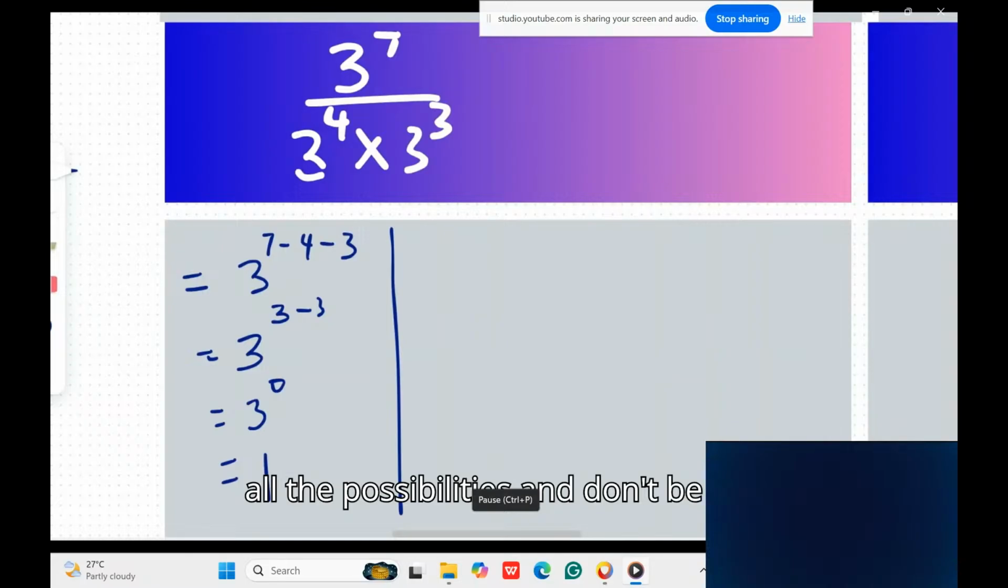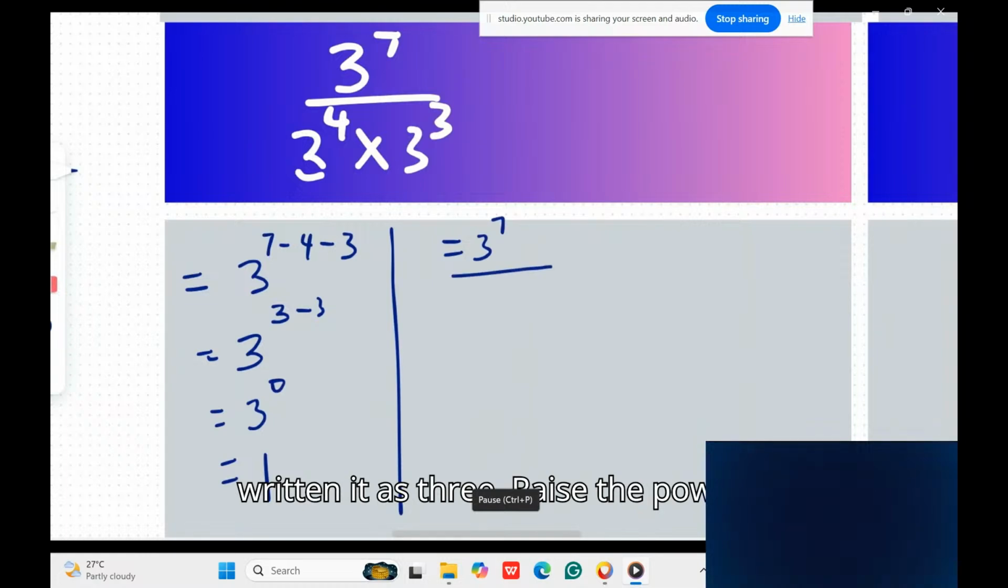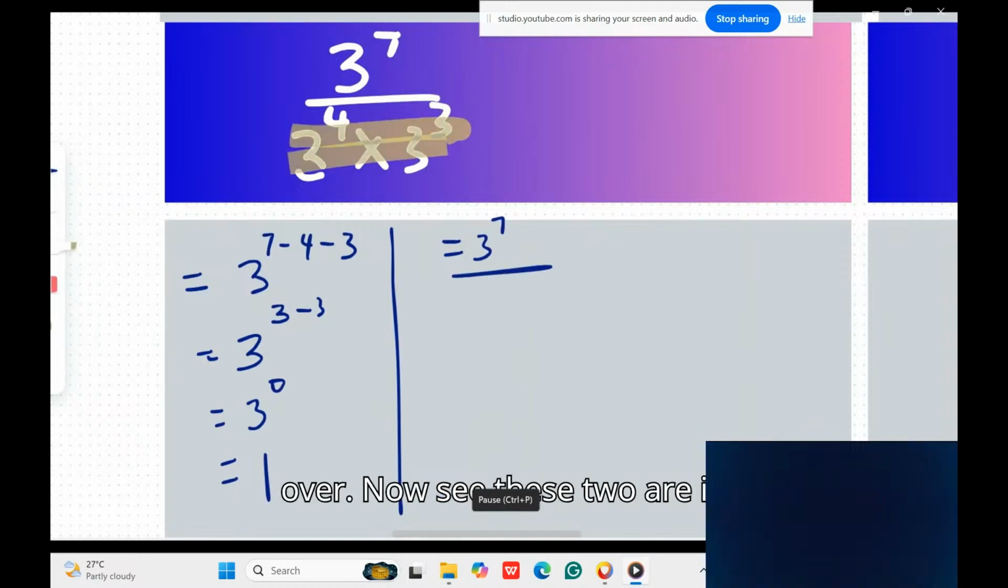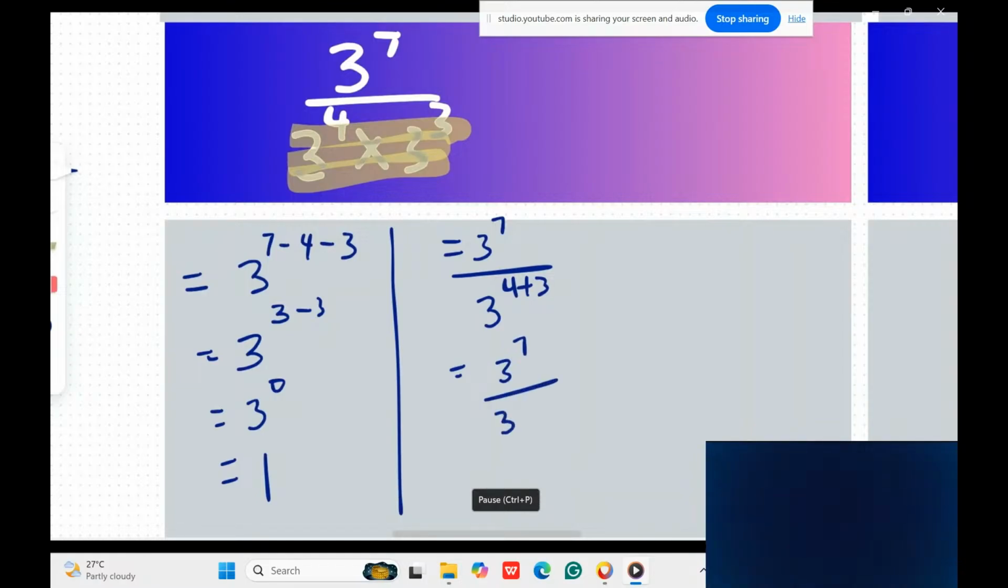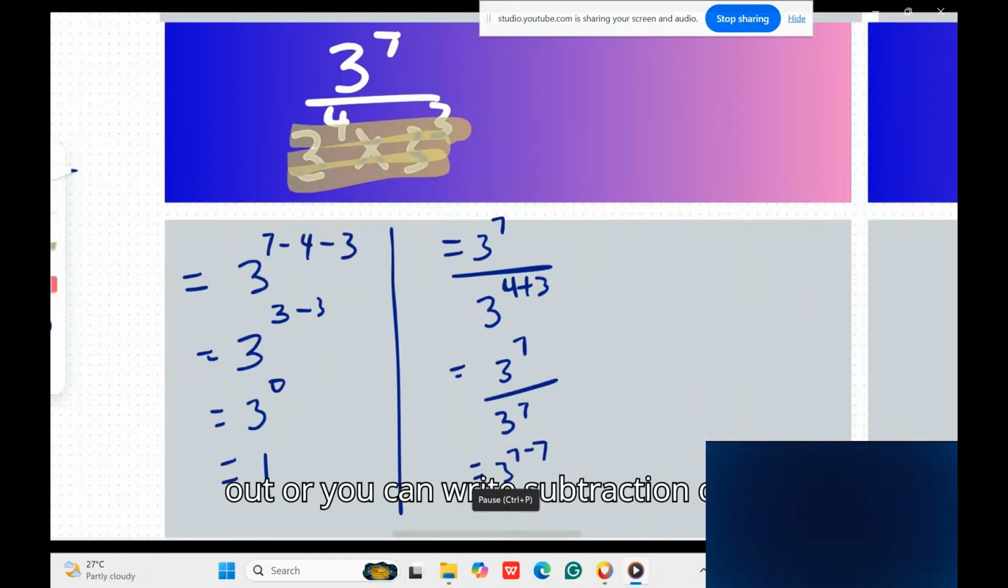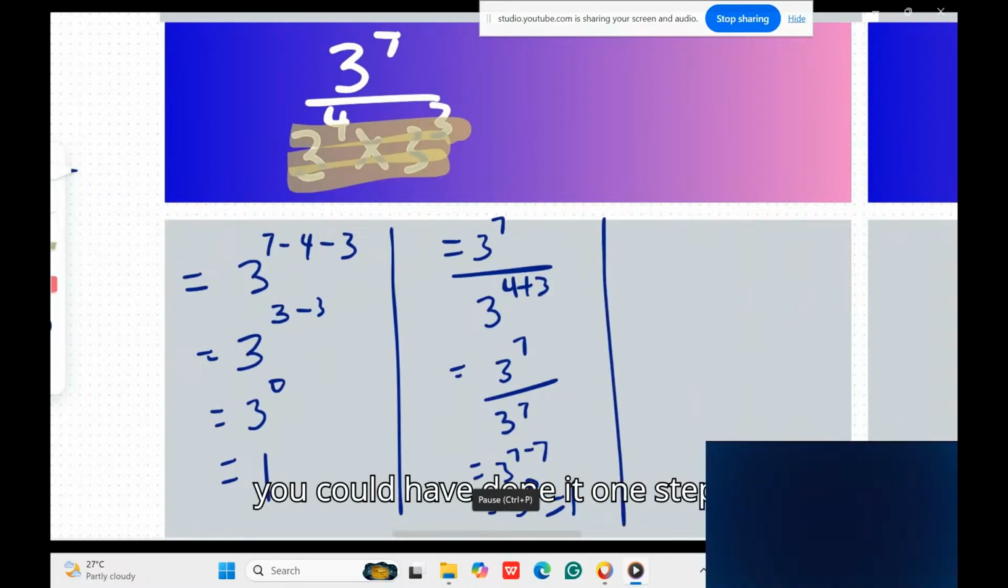What else you could have done is, this is the method number 2. You could have written it as 3 raised to the power 7 over. Now see, these two are in multiplication with each other, so I will add their powers. Then you can either cancel them out or you can write subtraction of the power and 0, equal to 1, right? Or you could have done it one step at a time.